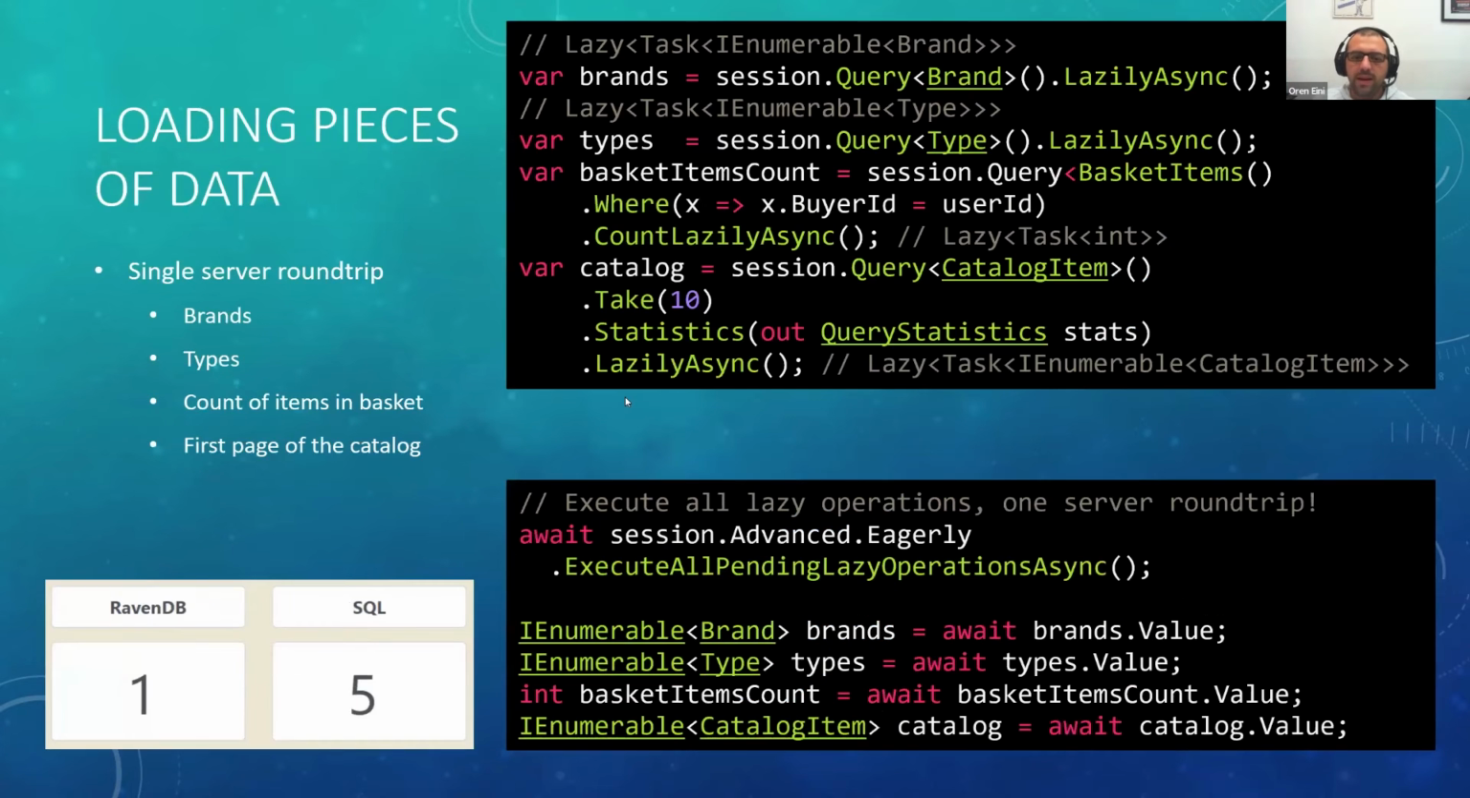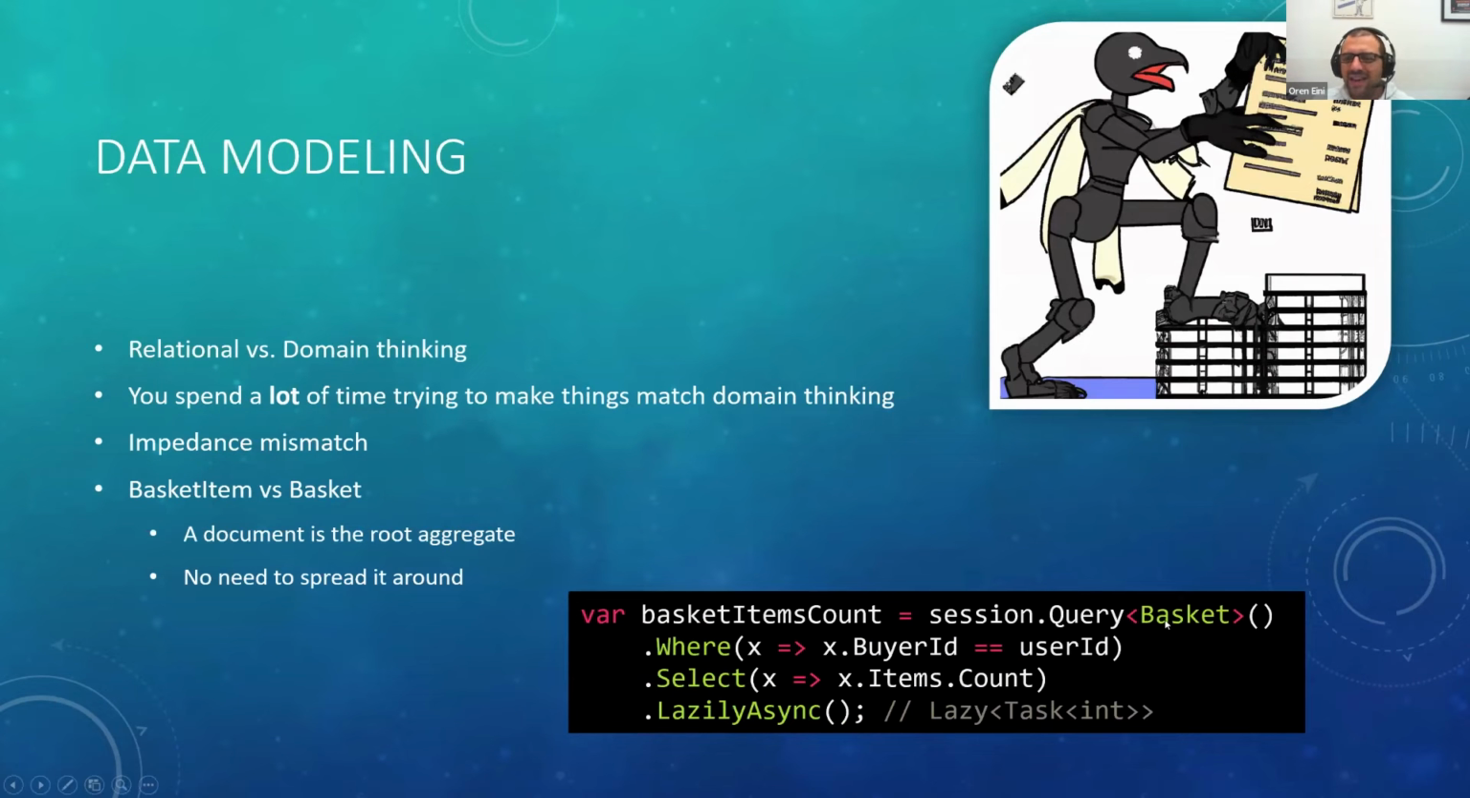With RavenDB, I would typically have the notion of a basket as a complete document. And then I have a list of items inside that basket. And if I wanted to get the number of items in the basket, I would do something like this. Because otherwise it wouldn't make sense.